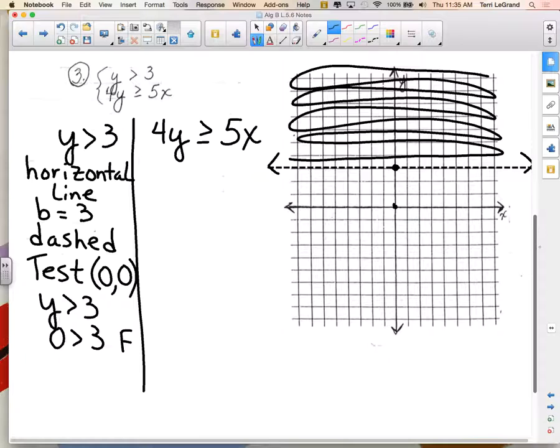Okay, how about our next one now? Is it in slope-intercept form? It's real close though, isn't it? Yes. What do we have to do? Divide 4 by both sides. Divide 4 by both sides.